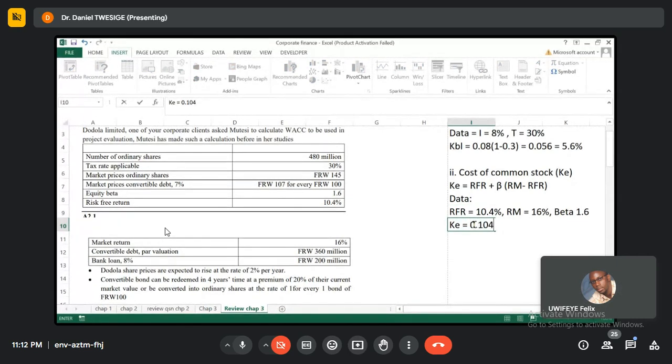If it is not a geared business and you are given an equity beta, I will have to ungear to get an asset beta. But that's what we are going to discuss in our next chapter.